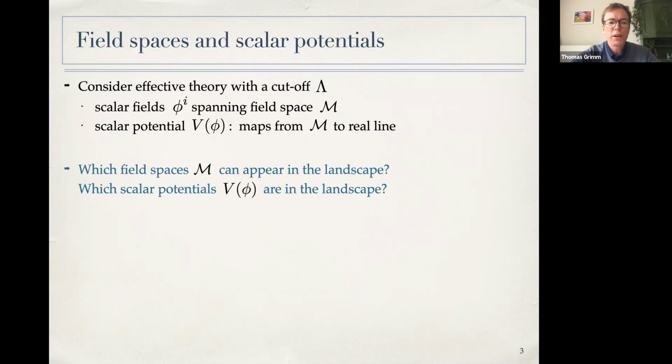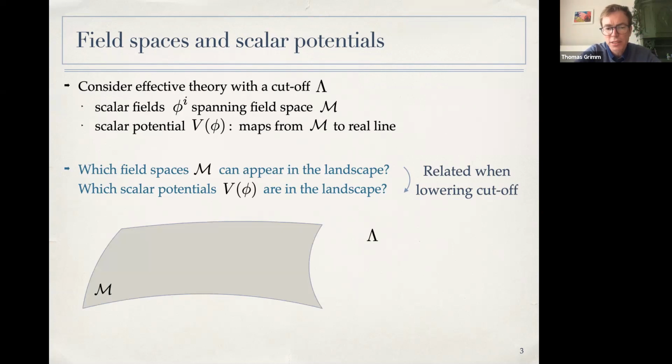And one of the questions you might ask, and of course that was something which was studied a lot recently, is which field spaces M can appear in the landscape? Well, this was not studied that much, but the question was asked which scalar potentials V of phi can arise consistently with quantum gravity. Of course, these two questions are related when we lower the cutoff.